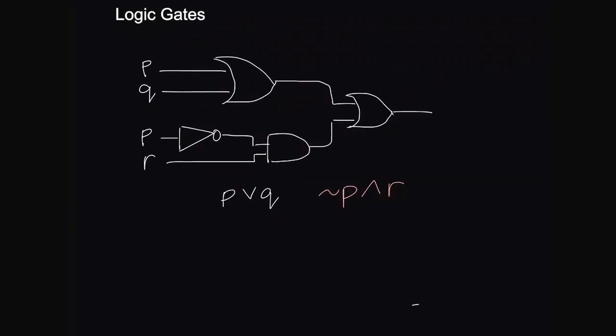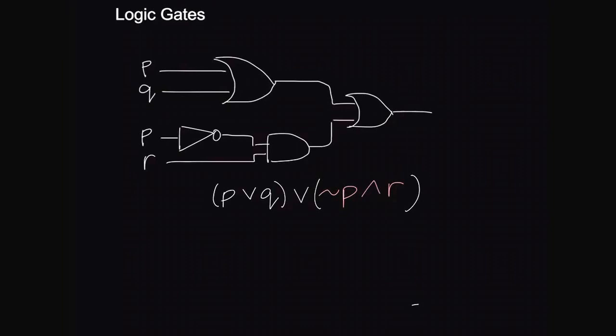Okay? And then, as you can see, over here, those two things, the P or Q and the NOT P and R, come together at an OR gate. So the way that you're going to write this is you're going to put parentheses around this and parentheses around that, and you're going to connect those two with an OR, because the last gate right there is an OR. So what you see right there is the statement that represents the network.